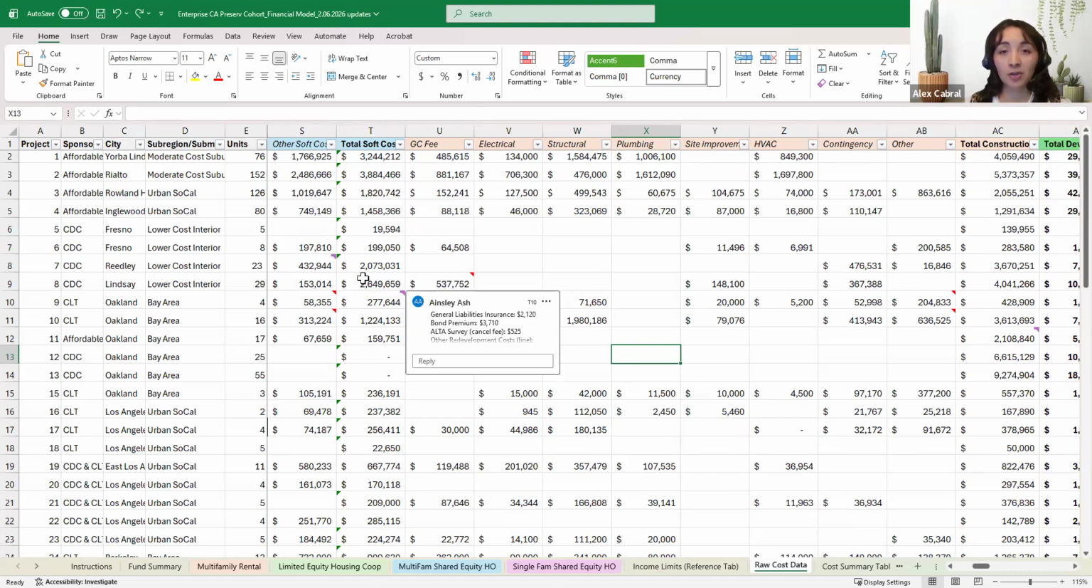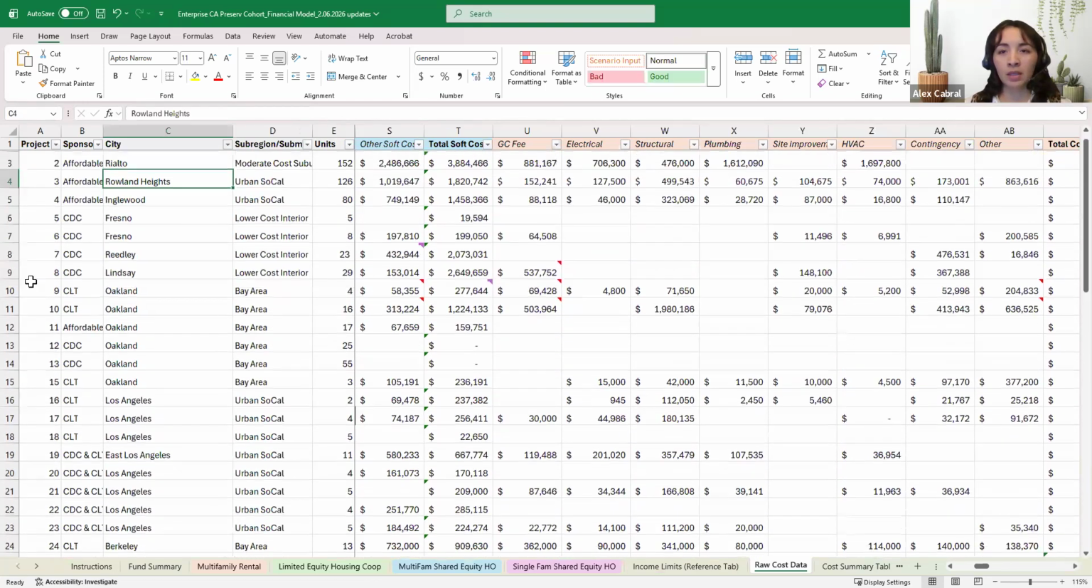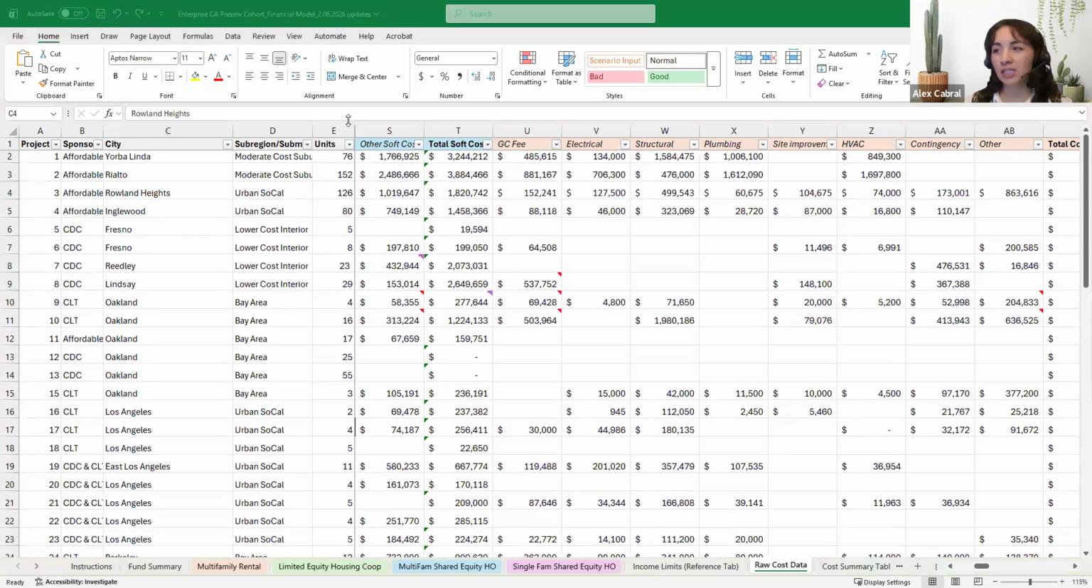This tab here includes real, actual project cost data for 25 different projects across California, most of which are in the Bay Area or Los Angeles, as you can see here. These projects were completed between 2020 and 2025. As we know, costs increase over time, so keep that in mind that this is only as relevant as it is to that time period.